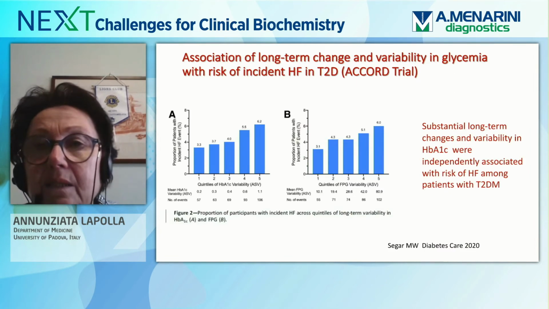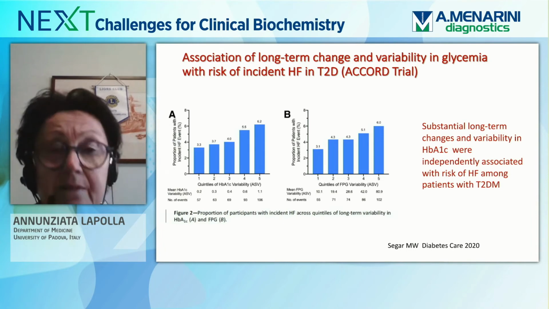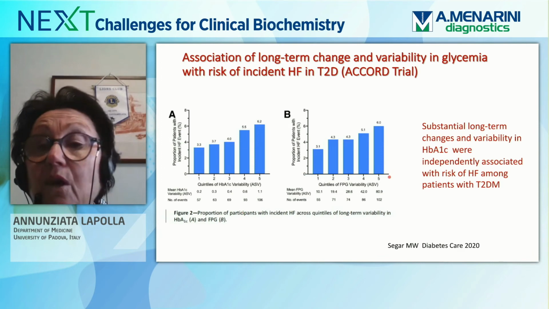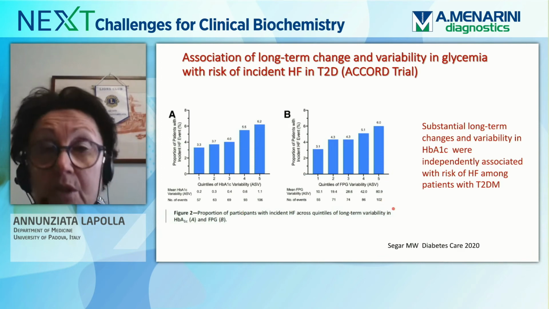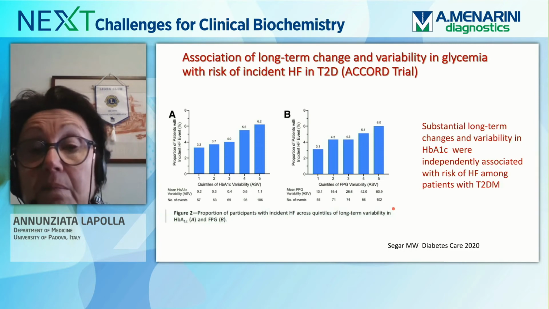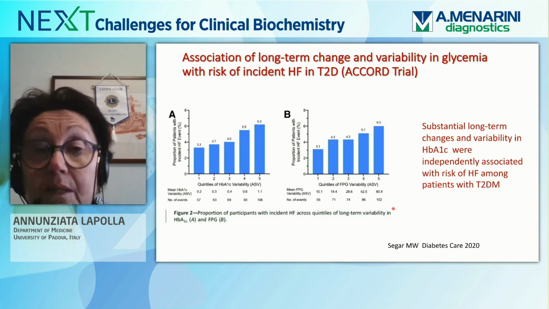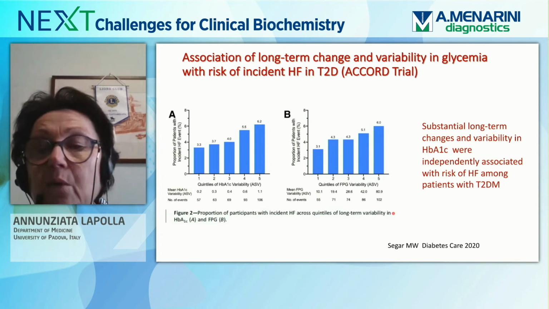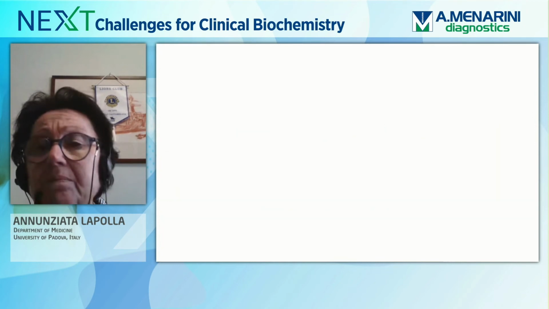Also, this study evaluated the variability of HbA1c and the variability of fasting plasma glucose in patients included in the ACCORD trial. It shows that when we calculate HbA1c variability by means of quartiles, there is a strict association between the incidence of myocardial infarction and the variability of both hemoglobin A1c and glycemia.